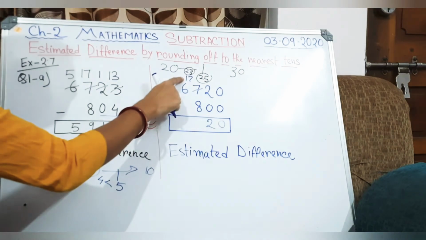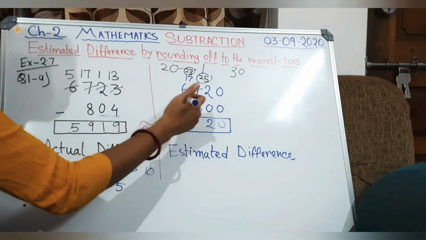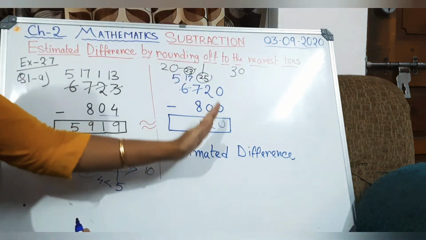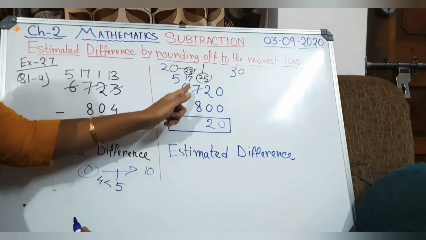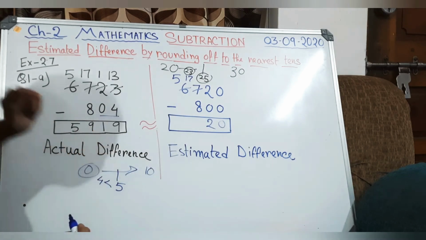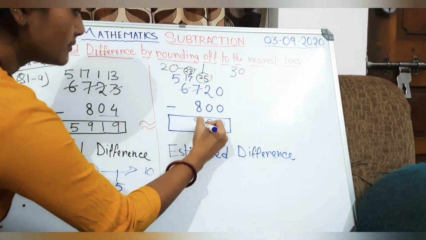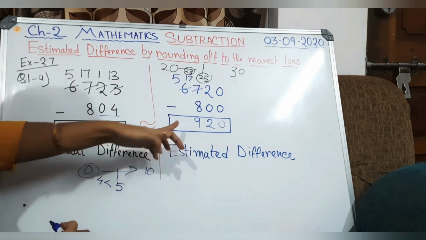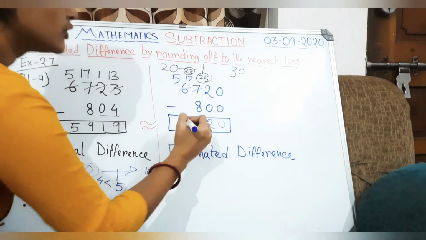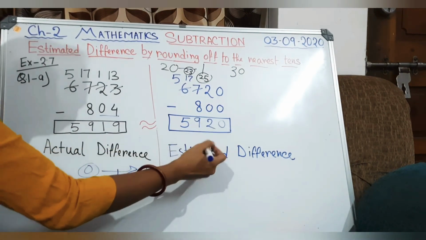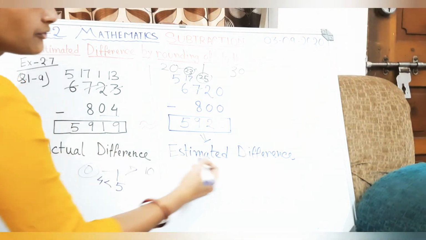From where am I borrowing this one? From this beside 6. Cut the 6. Write down 5. Now come back to your hundreds place. From 17 you need to subtract this 8. So what will come here? 9. Right? And now 5 is here. Downside it is nothing. Means 5 only will come. So my answer is 5920. And that is my estimated difference.